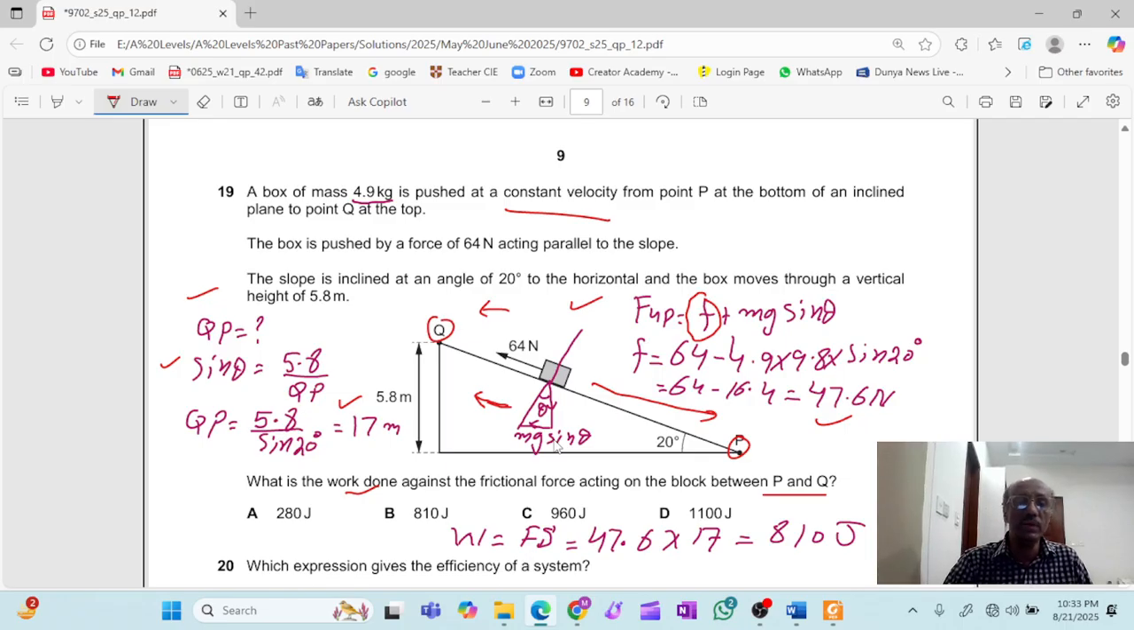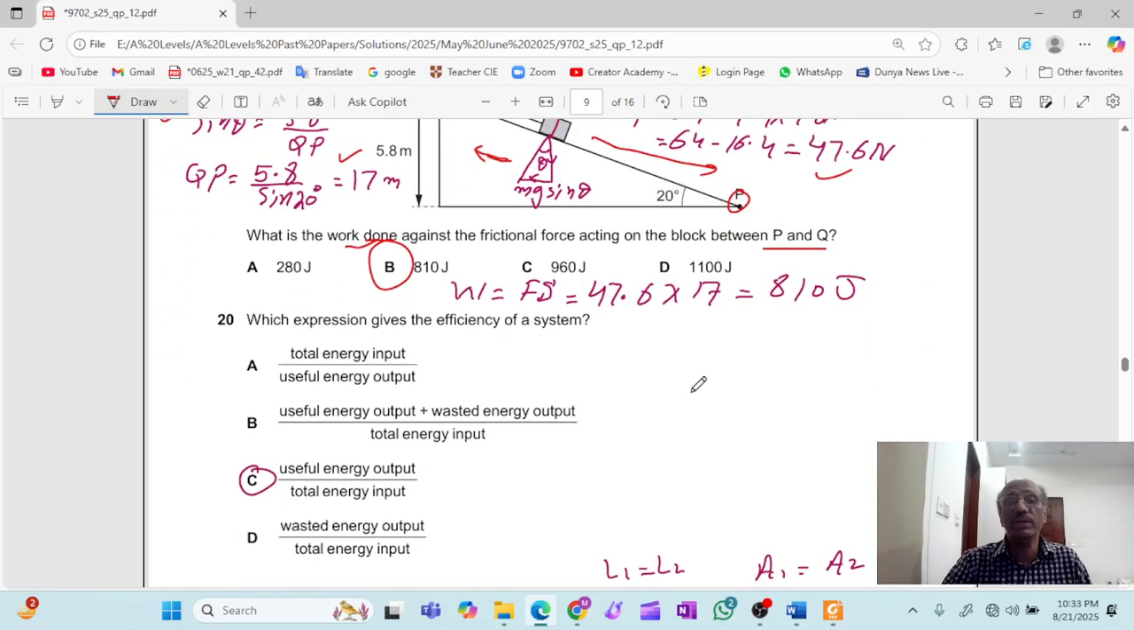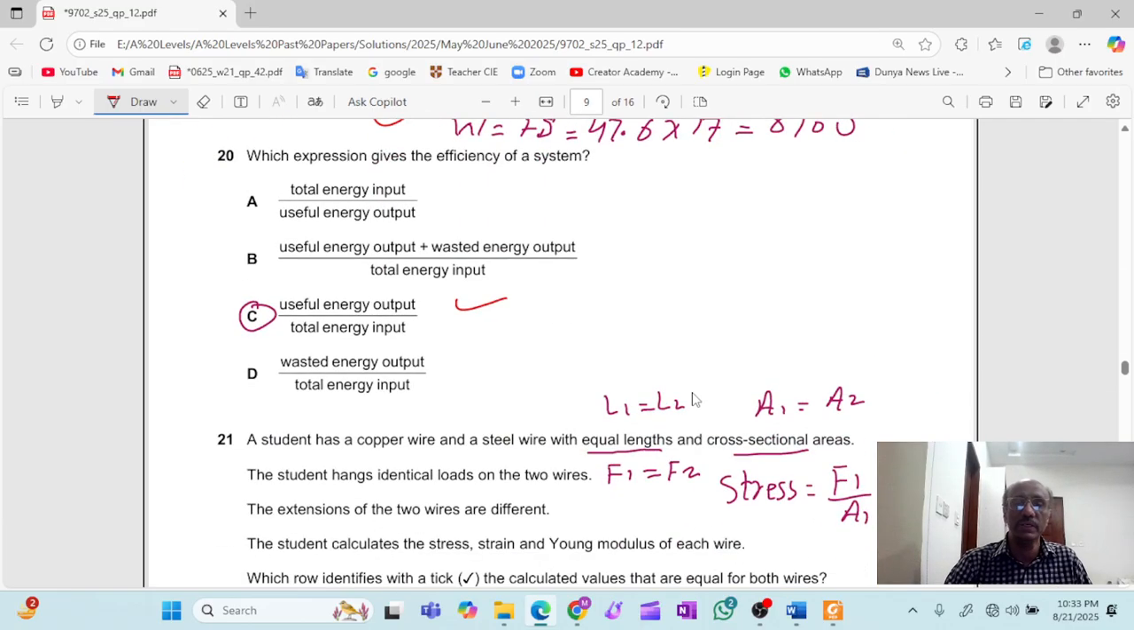We will apply the formula. We will get the answer option B. So I will encircle this as well. Now, which expression will give you the definition of efficiency? Efficiency is the useful energy output to the total input energy. That is a straightforward question.